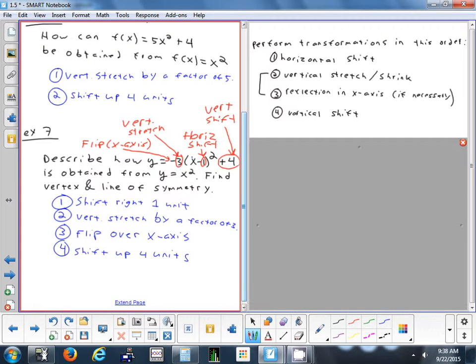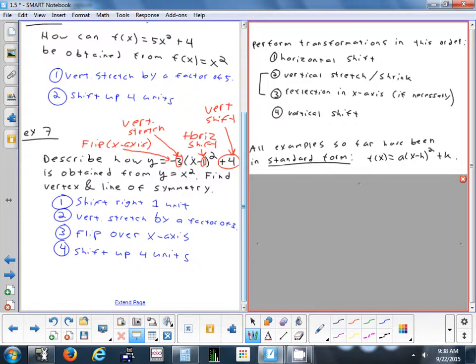All right. So all the examples that we've been doing up until now have been in what we call standard form. They've got the number in front, which tells you the stretch. They've got the plus or minus h, which tells you your left and right. And they've got the plus or minus k on the end, which tells you your up and down. Very easy to figure out the transformation if it's written that way.